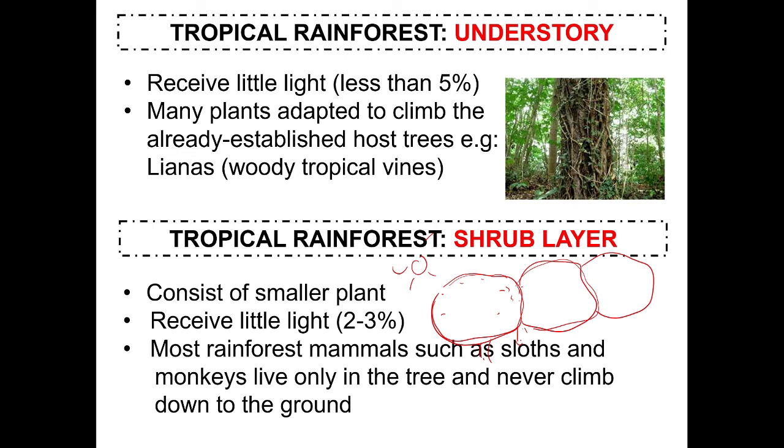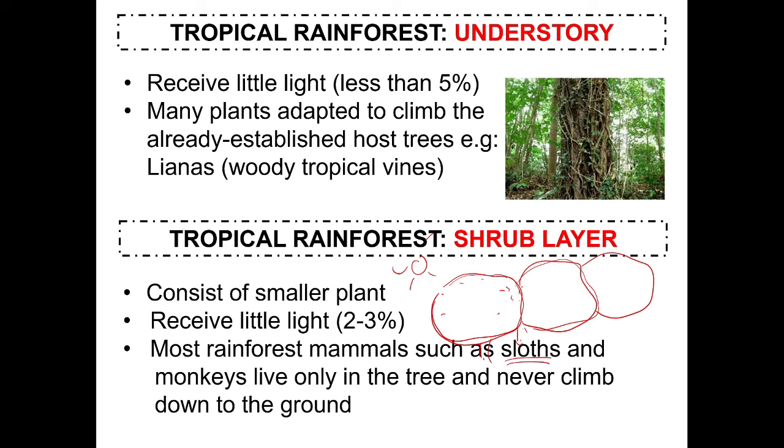Macam vine ni kan, kalau ikut gambar ni, biasanya pokok ni dia akan memanjang tinggi tapi kurus, sebab dia nak fight for the exposure to sunlight. Shrub layer consists of smaller plants. They receive less light, which is 2-3%. And most rainforest mammals such as sloth.